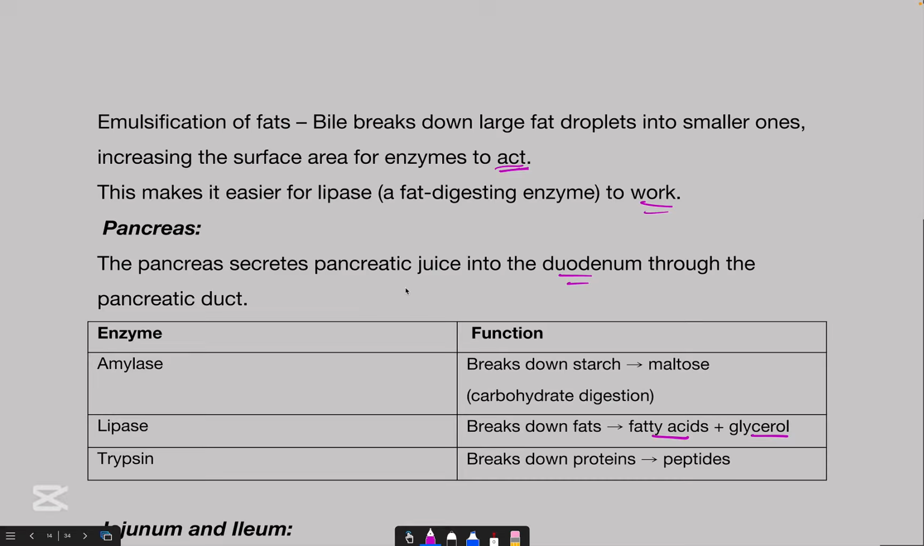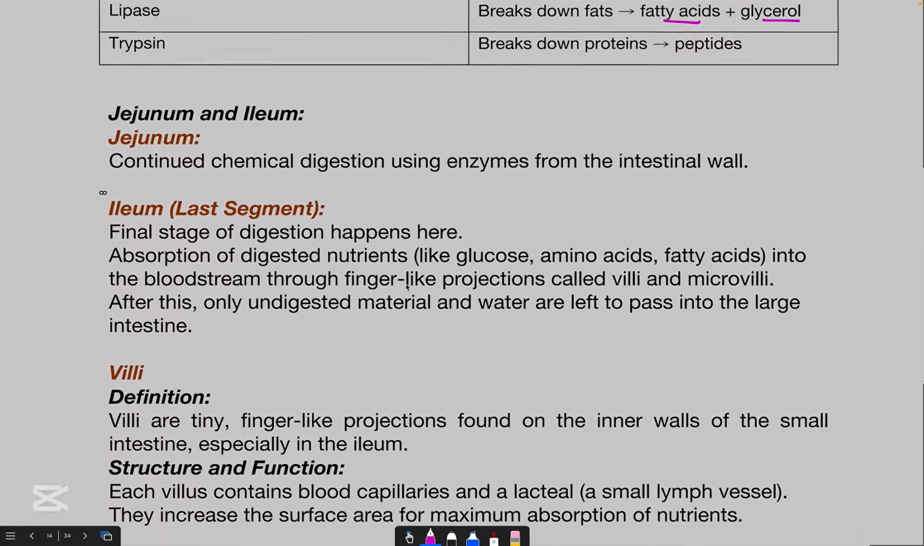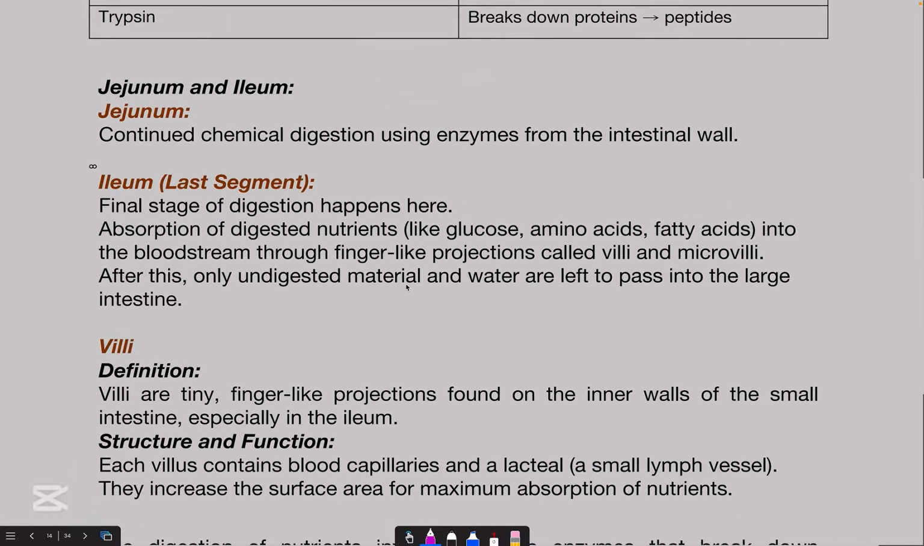Amylase breaks down starch into maltose. Lipase breaks down fat into fatty acids and glycerol, while trypsin breaks down protein into peptide. Is that okay? Then we have the jejunum. It continues chemical digestion using enzymes from the small intestinal wall. Then the ileum. The final stage of digestion occurs in the ileum.